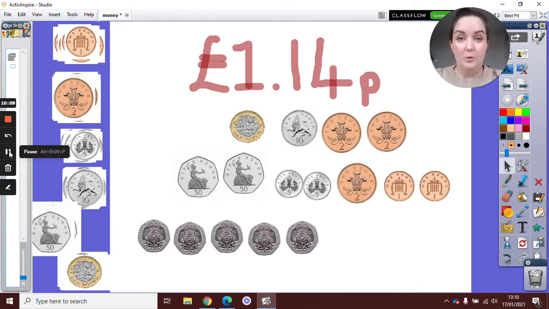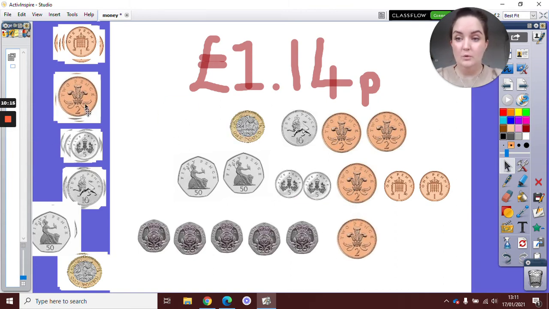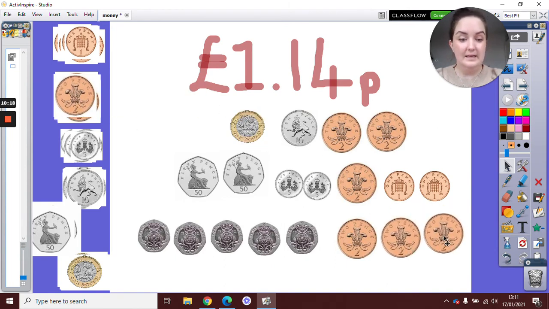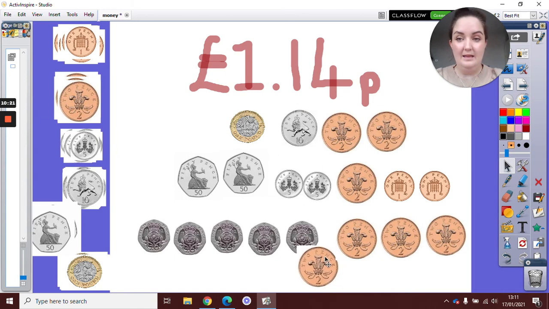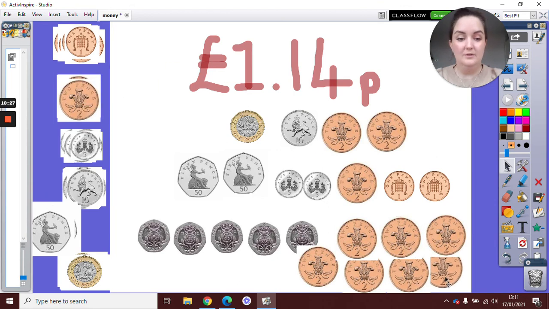And now we need to make 14p again. Right, let's see. 2, 4, 6, 8, 10, 12, 14. So I've counted in my 2s. All of that is 2s. Actually, I could use my counting in 2 skills for all of it. 20, 40, 60, 80, 100. 100 pennies is the same as a £1 coin. Remember that. And then we've got 2, 4, 6, 8, 10, 12, 14p. So there are my 3 ways to make £1 14.